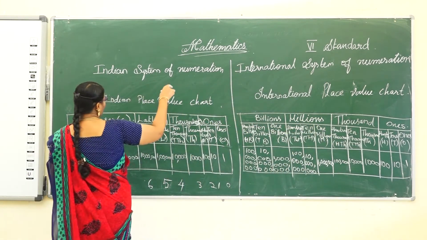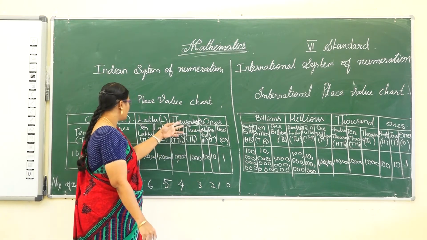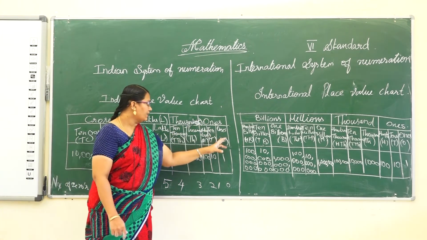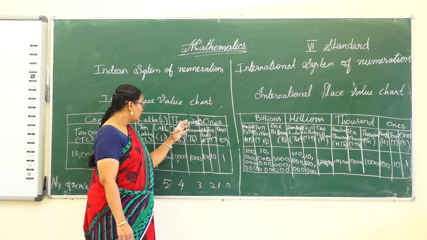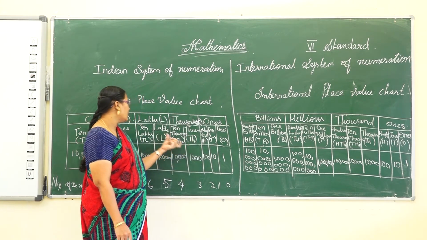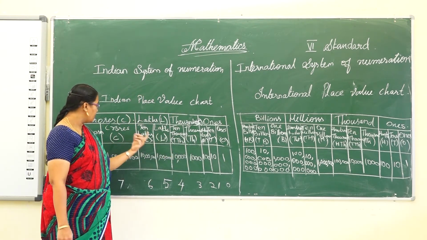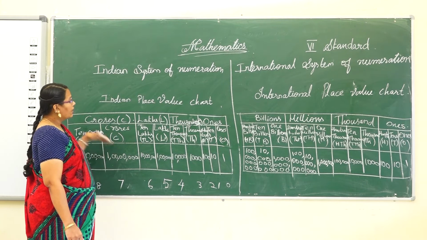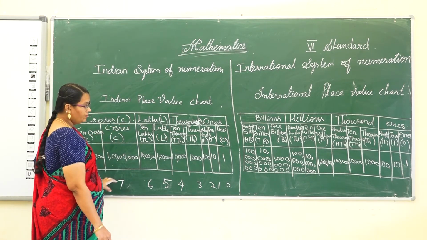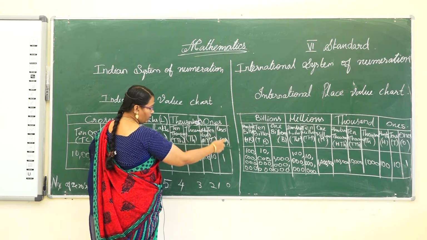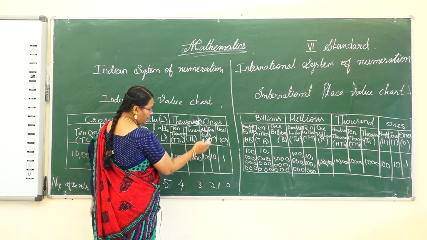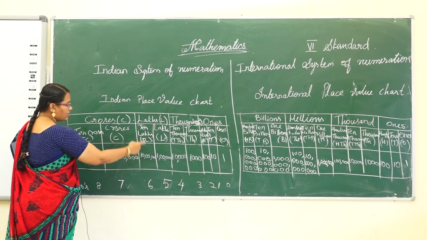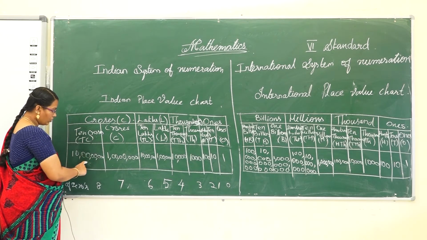So the Indian system of numeration has ones, thousands, lakhs, and crores. Ones contains ones, tens, hundreds. Thousands contains 1000, 10,000. Lakhs contains lakhs and 10 lakhs. Crores contains crores and 10 crores. So this is the Indian place value chart. The place values are: ones 1, tens 10, hundreds 100, 1000, 10,000, lakhs, 10 lakhs, crores, 10 crores.